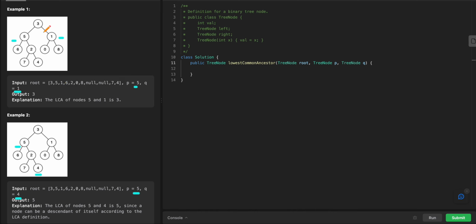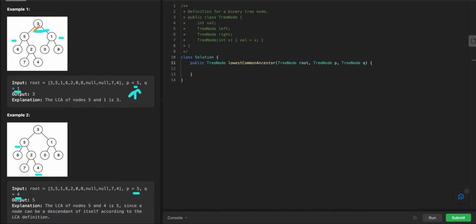There is another part of the definition of LCA, that the node itself is allowed to be a descendant of itself, right? So yes, here if instead of 5 it was 3, with 3 and 1, then the lowest common ancestor would be 3, right? So that means if either of P or Q is the root, then we can return the root as the ancestor. So that is one of the base cases that we should look into.